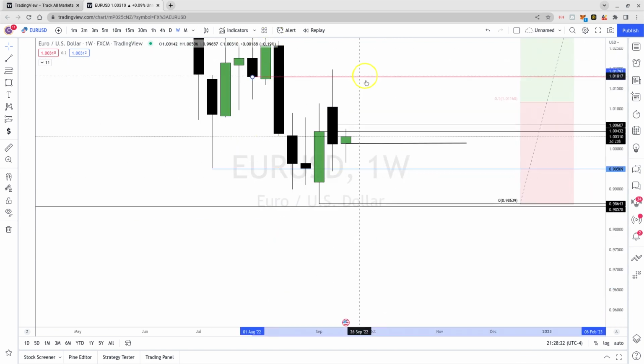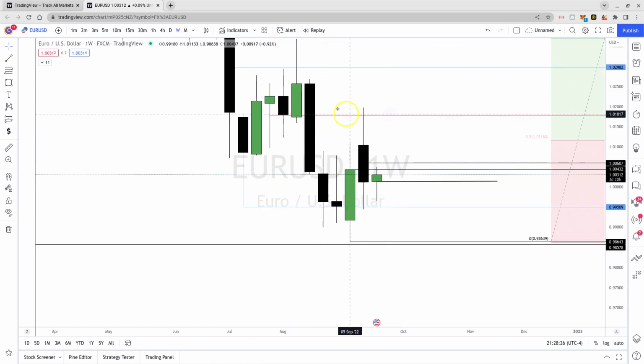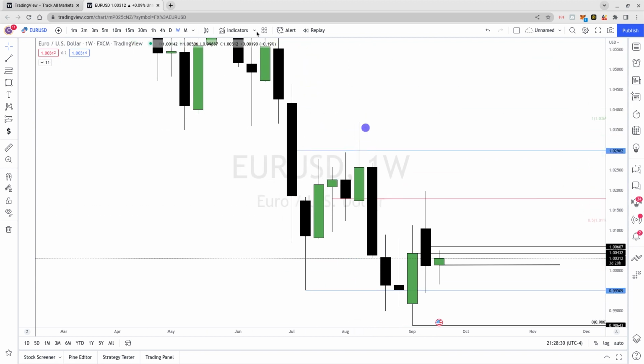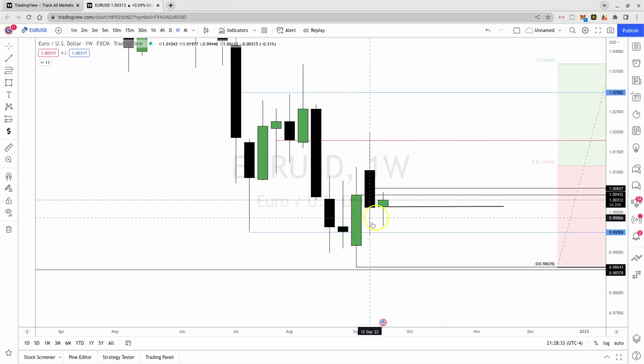This range, every PD array that price could possibly push to in this range has been met, other than this rejection block and this old high. But I don't think those will be traded to, because we have something to pull price down below, which is these equal lows.